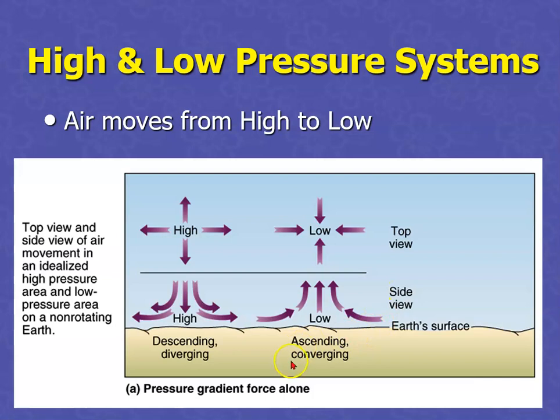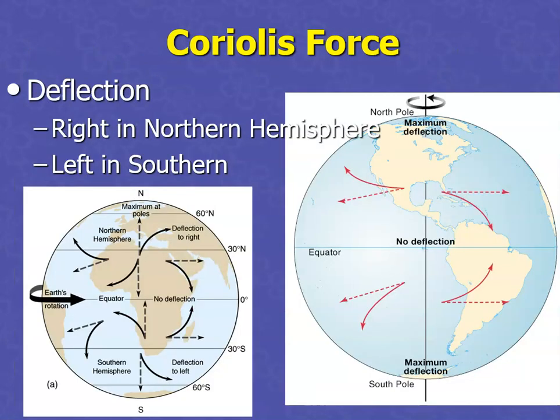So again, the air moves from the high to the low, and we'll get to what creates the low in just a second. But in just a modeling situation, it makes it look like air just goes out from the high to the low, but we have to factor in one additional force. The Earth is actually rotating, and it affects the movement of the air. That deflection of the air is from the Coriolis force. You've all heard of the Coriolis force.